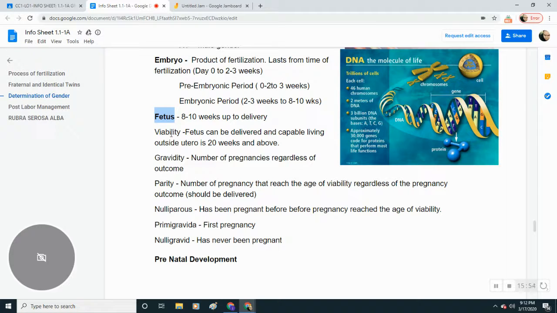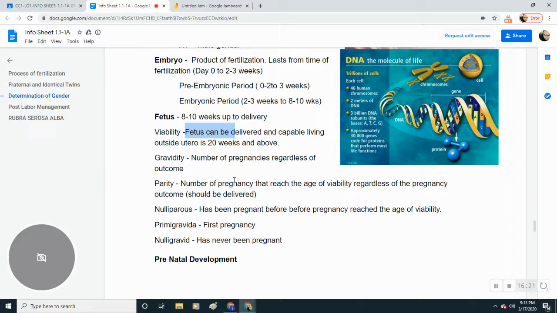Okay? The viability, when we say viability, ito yung capacity or pwede nang mabuhay yung bata outside or when can it be delivered. Fetus can be delivered and capable living outside utero is 20 weeks and above. Okay? 20 weeks and above.